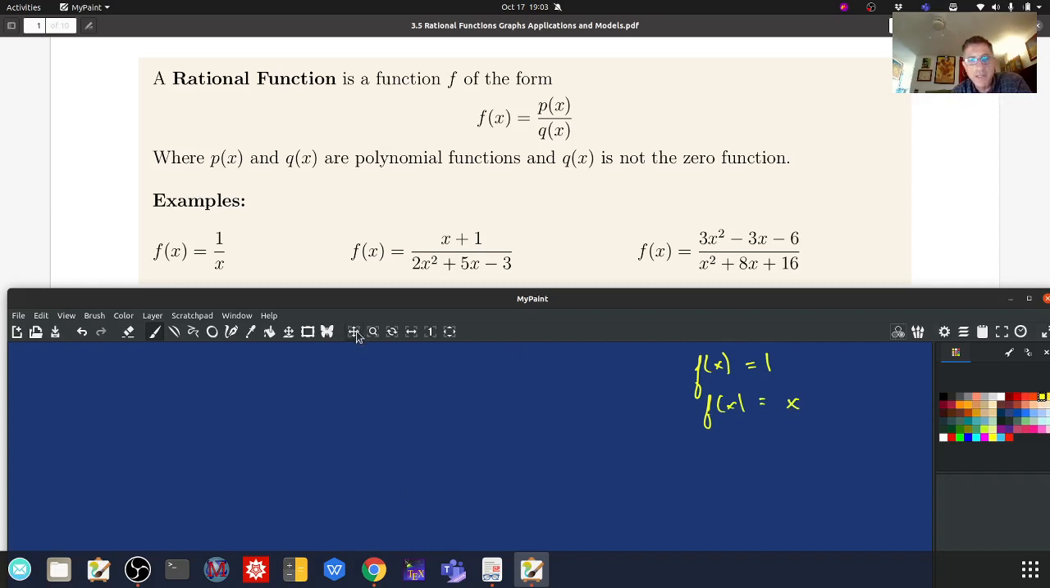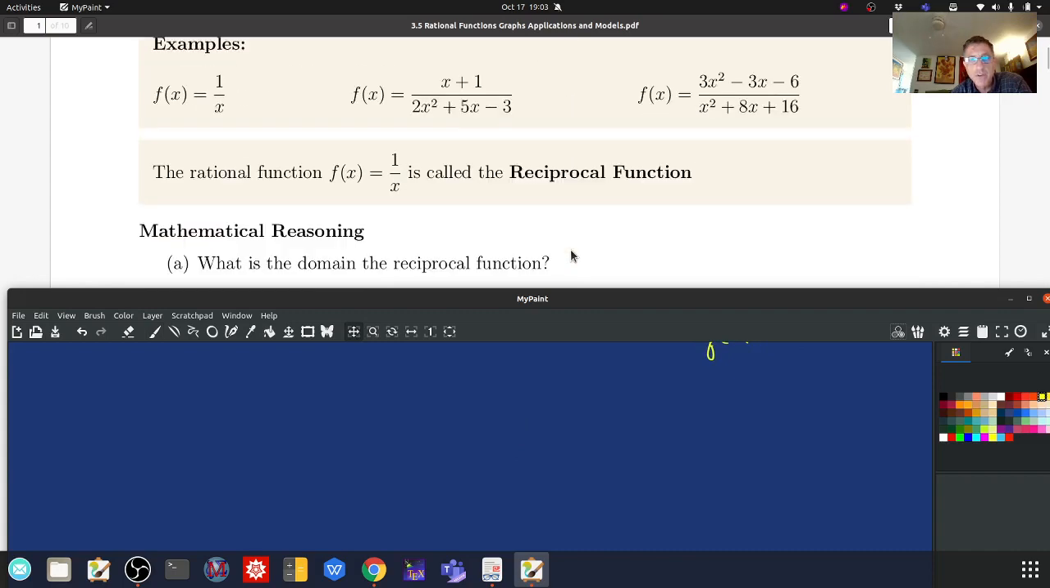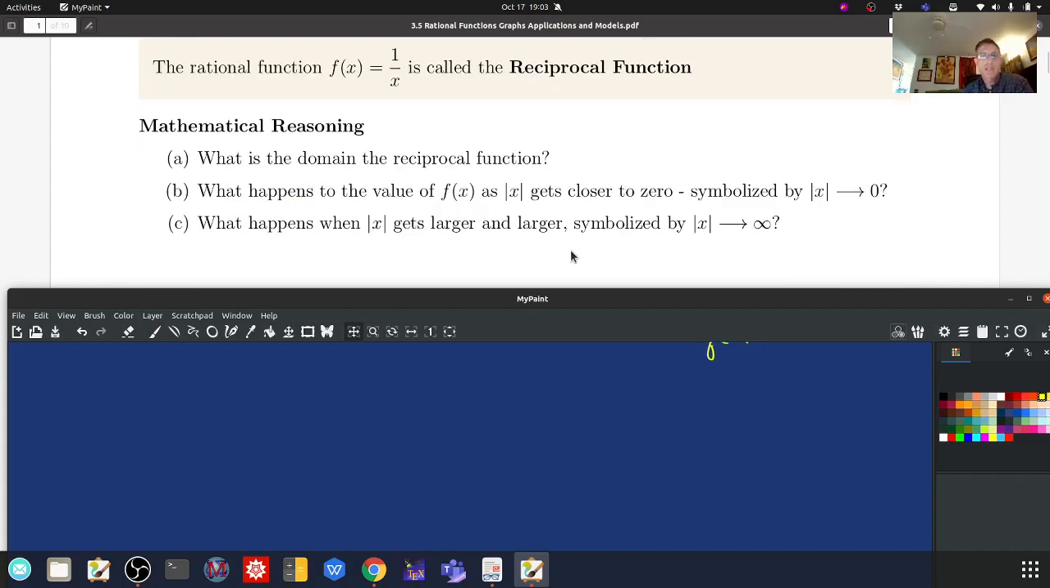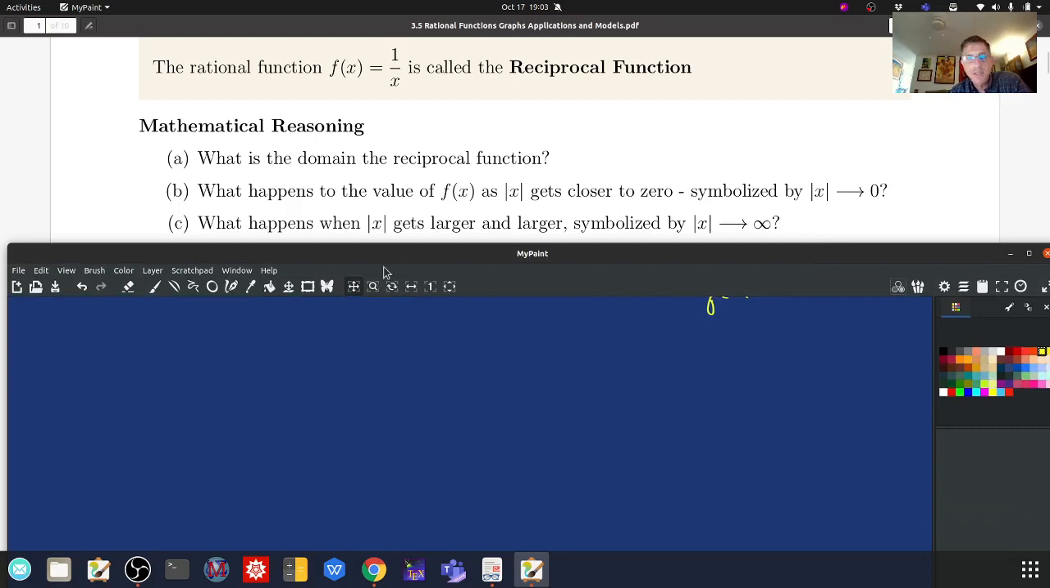So let's do some reasoning based on these types of functions after we first identify, just like we had the identity function, the squaring function, the absolute value function, the square root function, we have what is called the reciprocal function. So the reciprocal function is given by f of x is equal to 1 over x. So let's actually consider some questions. All of these are mathematical reasoning, and that's the reason we're going to go slow.